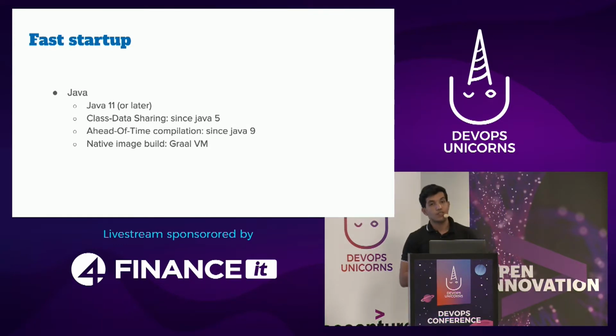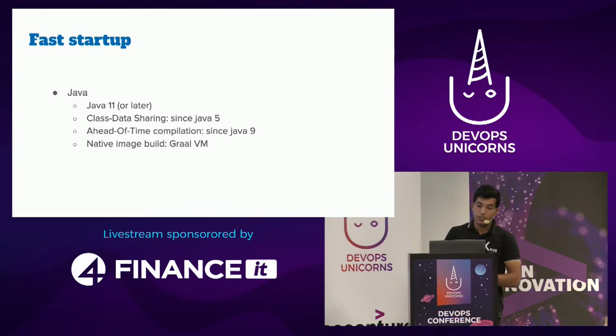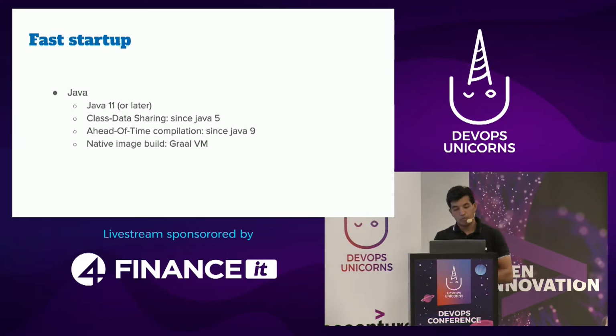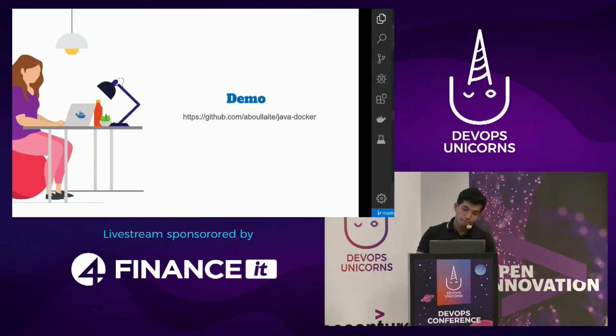or at least using Java 11, as it has by far the fastest startup compared to Java 8 and Java 9. Other techniques exist as well, like class data sharing, ahead-of-time compilation, and native images, or a cool project from Oracle Labs called GraalVM. And actually, let's see those things in action.